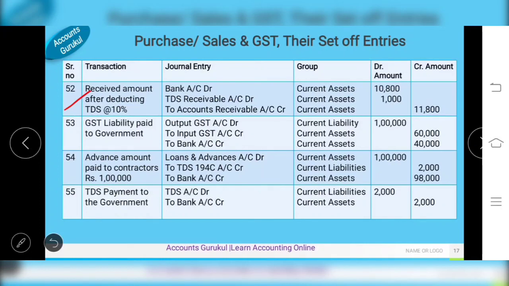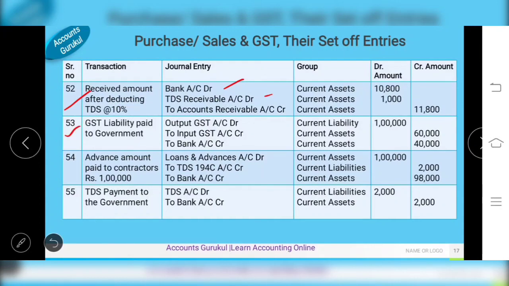So the bank account debit with 10,800, whatever amount is received into the bank, that we have to debit, because that's going to be a debit in your bank of 10,800. TDS receivable account debit, क्योंकि ये मेरी current asset है, and that we are going to adjust at the time of filing the income tax return. So TDS receivable account debit for 1,000 and to accounts receivable account credit for 11,800. So this entry we have to pass at the time when we receive the amount after the customer deducts the TDS.